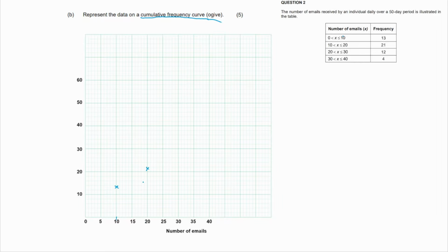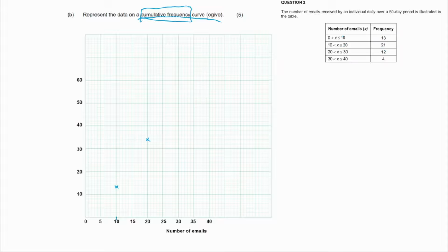Now what we're going to plot is 10, 21, which is here. If you don't have a problem with this, and you weren't starting to write angrily in the comments, you need to think. We need to have a think, because it's the cumulative frequency curve. So we can't just plot 10 and 13 and 20 and 21. What we have to do is plot the sum of these, which is 34. So we're going to plot 20 and 34, not 20 and 21, because it's the cumulative frequency.